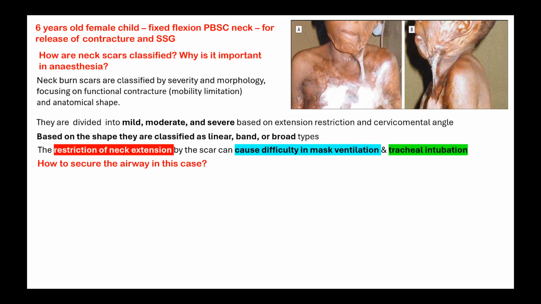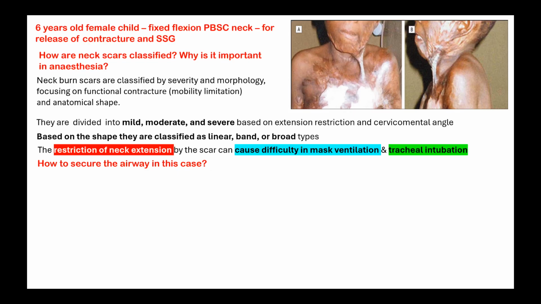Awake fiber optic intubation, sir, or video laryngoscopy. Okay, but this is a 6-year-old child. 6-year-old child, yes, sir. Awake fiber optic only, sir. Awake fiber optic. Will the child cooperate? No, sir. The child will not cooperate, but we can give mild sedation and we can start awake fiber optic.